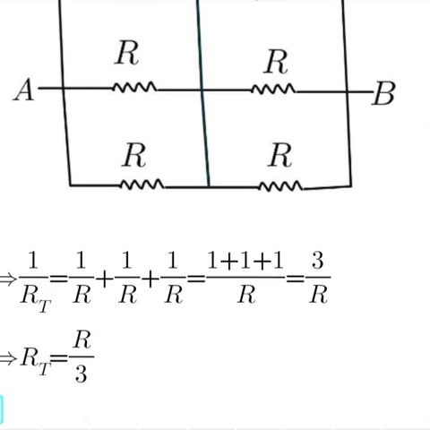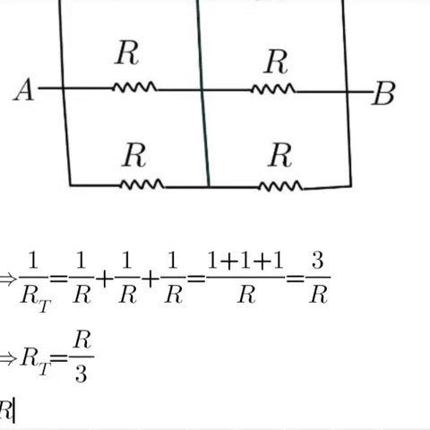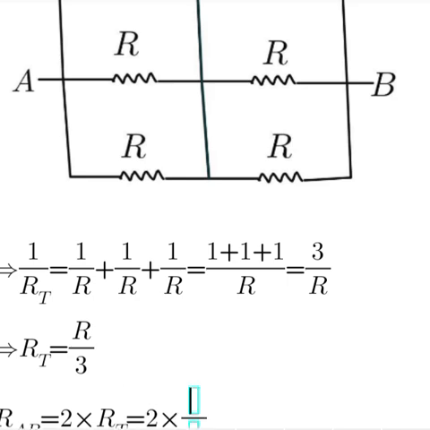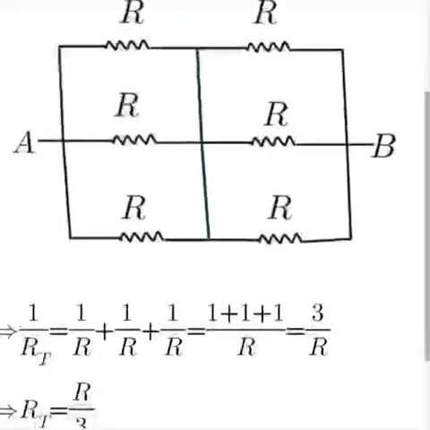On the right hand side, I see the same thing. Since we are looking for RAB, which is the external resistance of this circuit, it is going to be two times the total internal resistance, because they are the same. It's going to be equal to 2 times R over 3, which is equal to 2R over 3 ohms. 2R over 3 ohms. So this is the answer to the question.